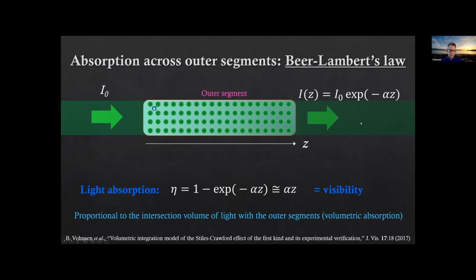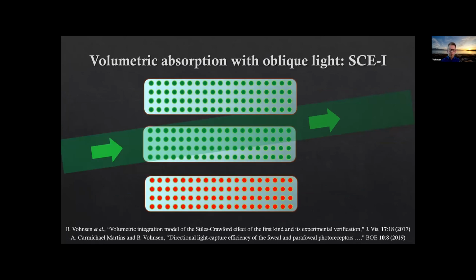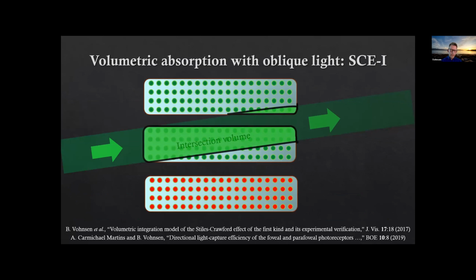In a linear approximation, you could say that the longer the outer segment is, that's the z-axis, the more light we absorb. If we go into 3 dimensions, that becomes a volumetric absorption model, which we published a few years back in Journal of Vision. So what happens for the oblique light? Well, then the overlap or intersection volume is smaller. So this is highlighted here.